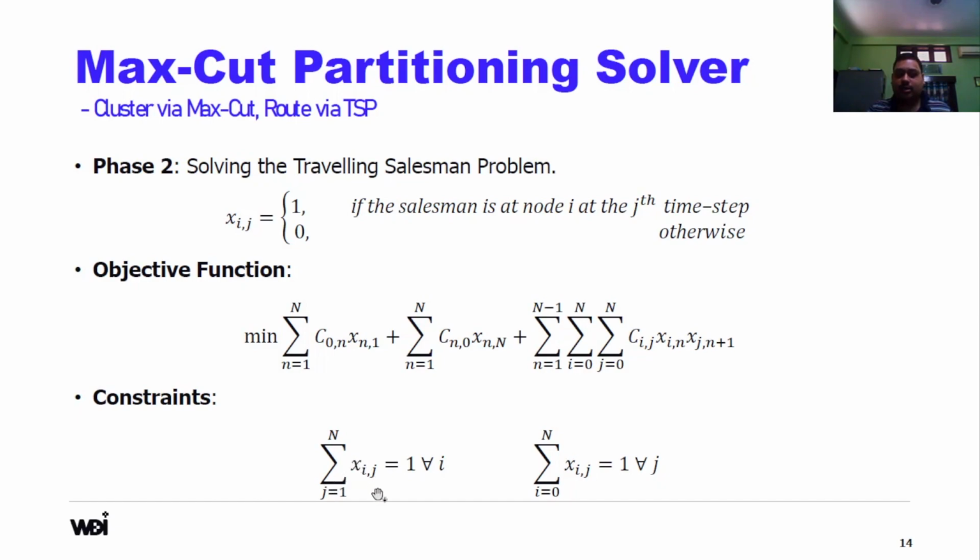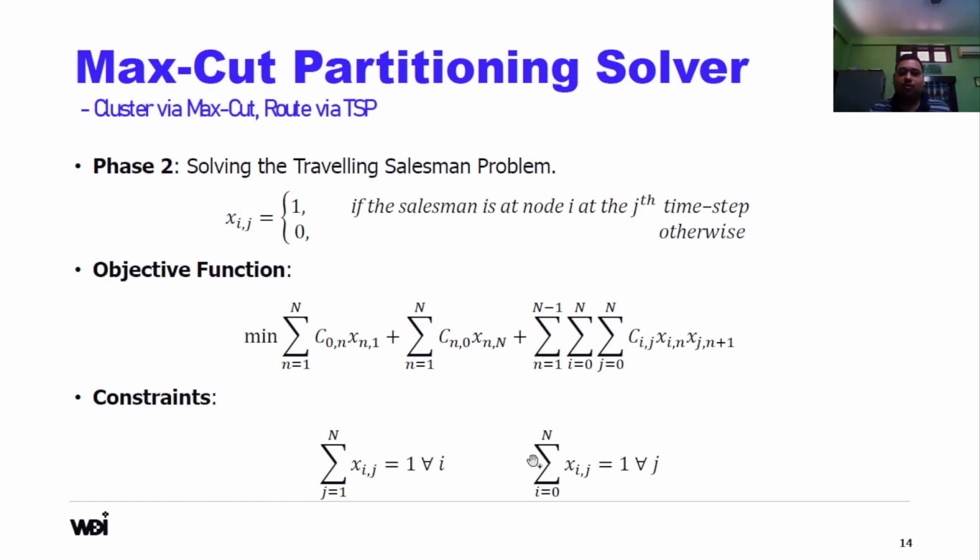Constraints are also quite simple. The sum over j of xij equals 1 for all i. This says that for every node i, when we sum over all the time steps, we must get 1, which means that every node must be served exactly once, at exactly one time step, by a vehicle. And in the second constraint, we're summing over i instead of j. This means that the vehicle can only be at one node at any given time step.